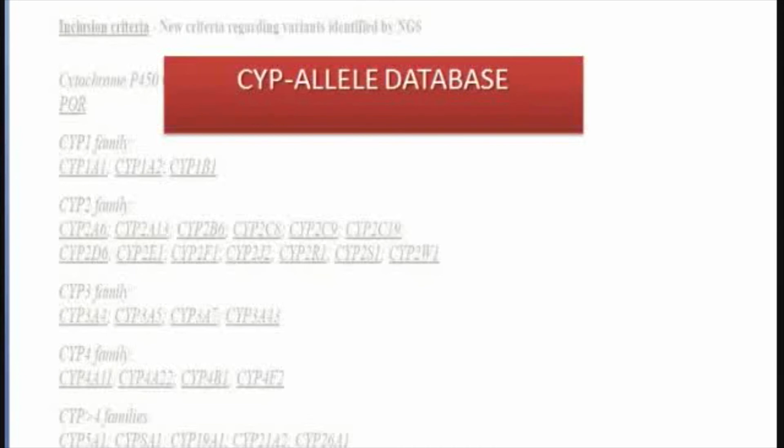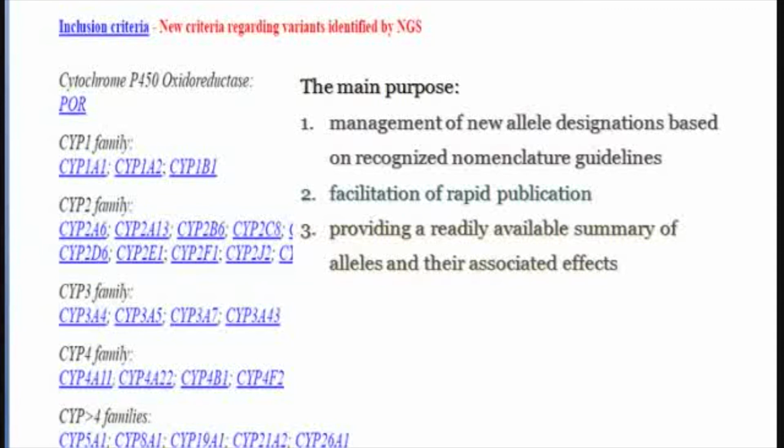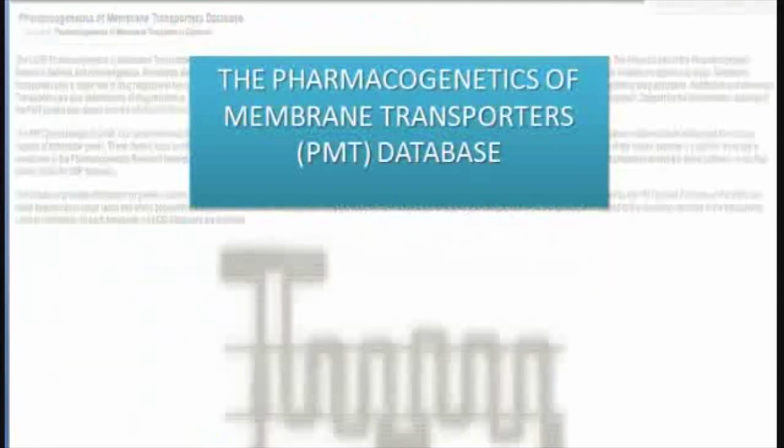CYP Allele Database. This is a CYP allele database. It contains CYP nomenclature and CYP allele characteristics. It was organized by the Human Cytochrome P450 allele nomenclature website. The main purpose of this website is for management of new allele designation based on recognized nomenclature guidelines, facilitation of rapid publication, and providing a readily available summary of alleles and their associated effect.